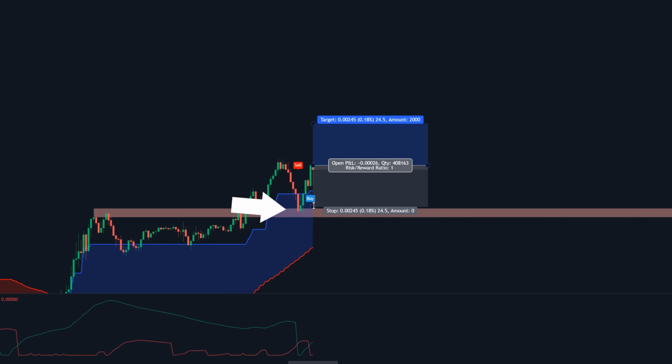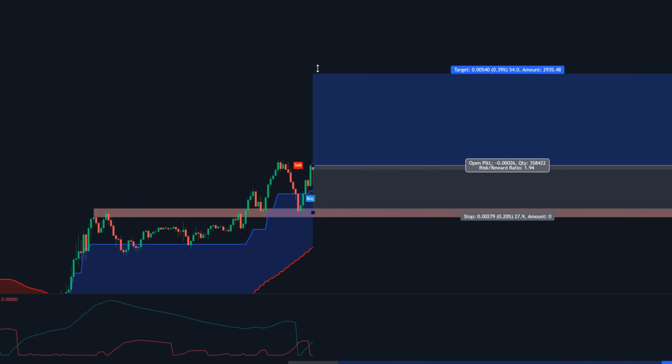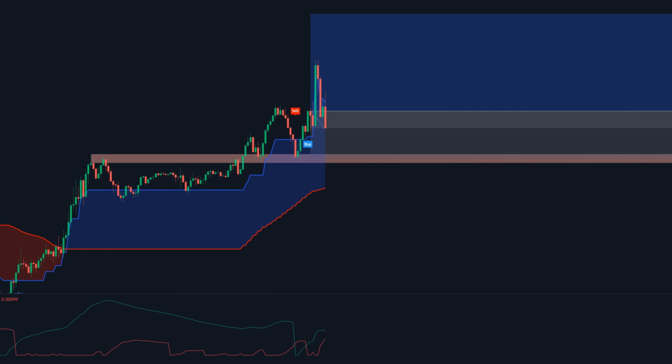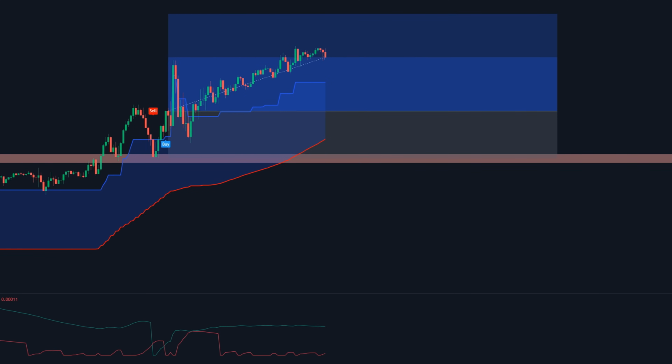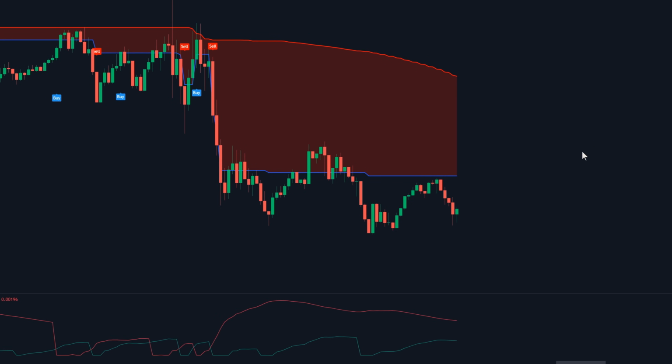Set the stop loss below the most recent swing low. For the take profit, we're going to set it at 2 times the risk. We let this trade run and it hits take profit. Now for a short position, we're going to do the opposite.